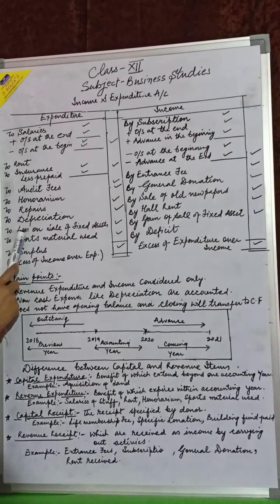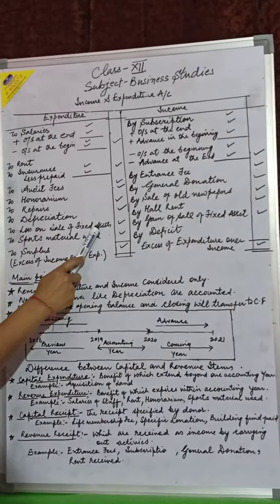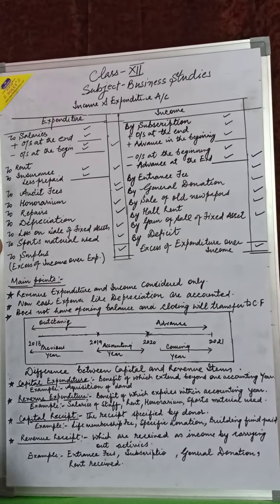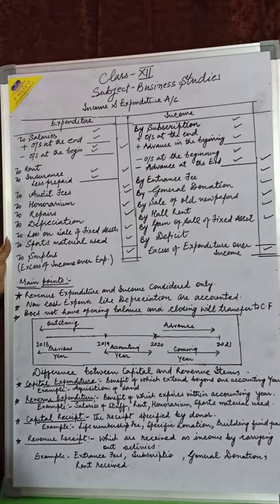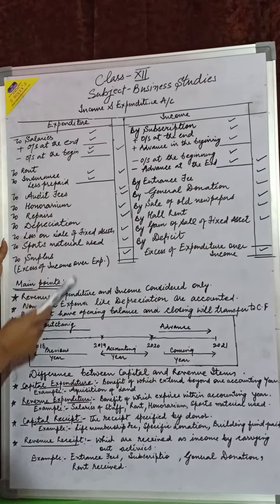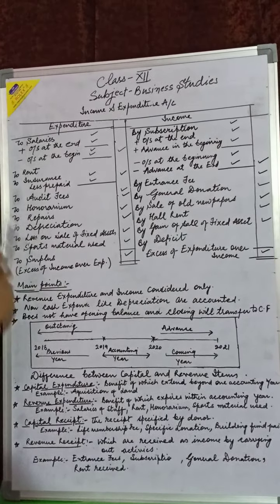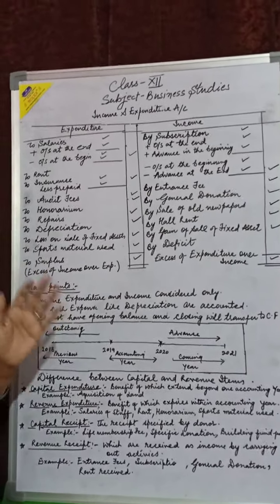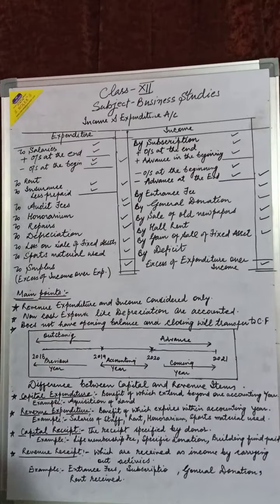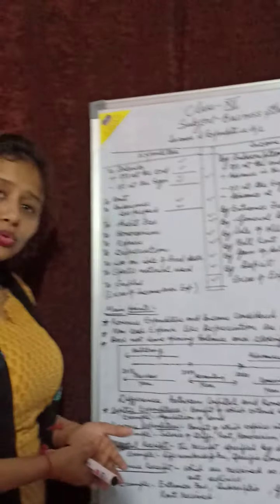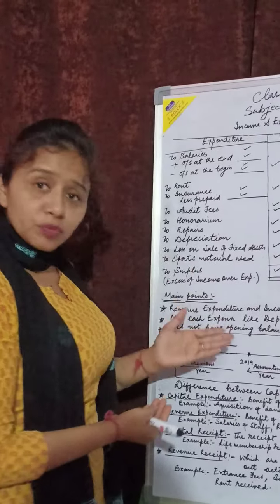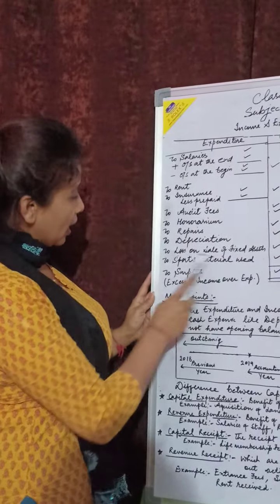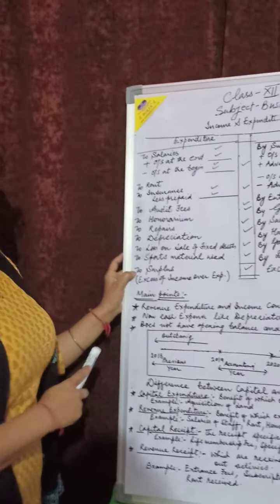Next is the loss on sale of fixed assets. If you have sold any fixed asset and incurred a loss, that is an expense and will come on the debit side. That's why we take the loss here. Next is the sports material used. If the non-profit organization is a sports club, the sports material which you use will also be part of it. And last but not least, this is the surplus.